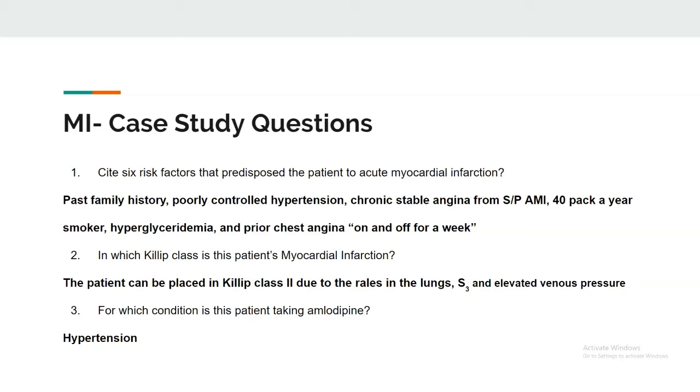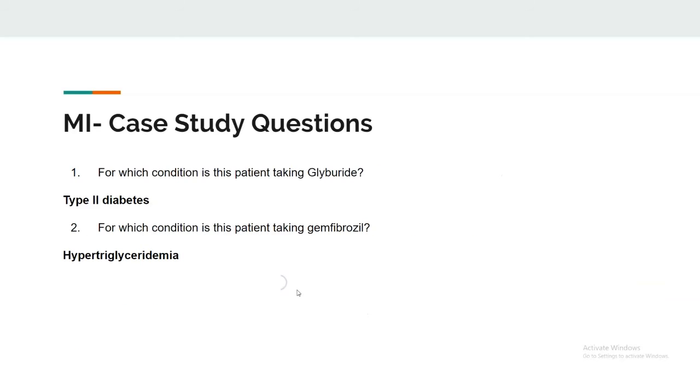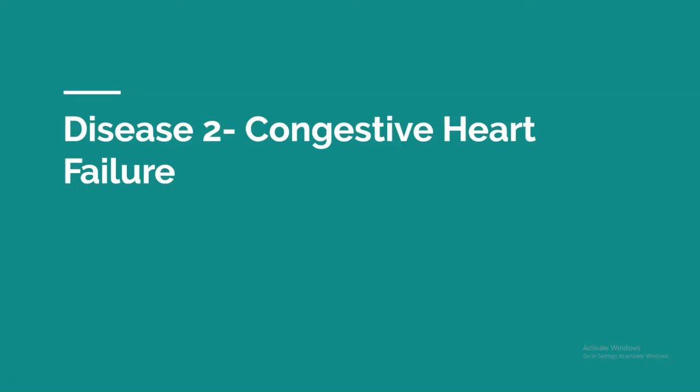And then I got into what kind of medications he was on. For which condition is this patient taking amlodipine? He's taking it for hypertension. For which condition is the patient taking glyburide? He was a type 2 diabetic. And for which condition is he taking gemfibrozil? Hypertriglyceridemia. So again, the triglycerides, which were a huge risk factor for him. And that concludes myocardial infarction.